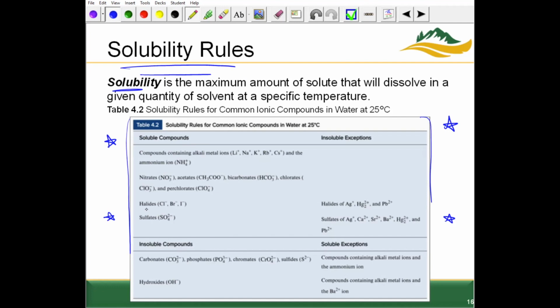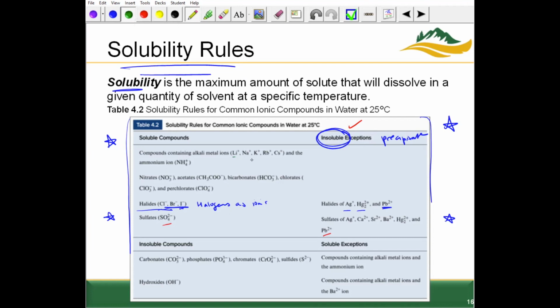So here we see the halides or the halogens, but in their ionic form. So these halides, chloride, bromide, iodide, when any of these halides is paired up with silver, mercury, or lead, it becomes insoluble. That's how we know that Pb2+ and I-, when they form together, make an insoluble precipitate. What else can we notice here? Well, if we have lead with sulfate, that is also insoluble.